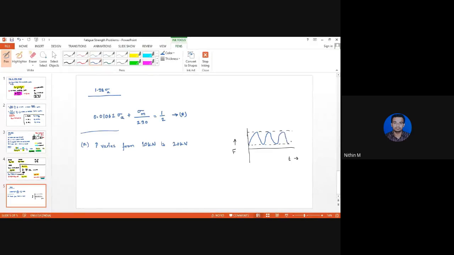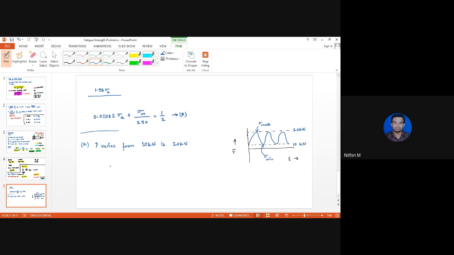Right? The graph would look something like this. This is 20 kilonewton. This is 10 kilonewton. And this corresponds to sigma max whenever we encounter the stress component. If I am drawing the graph in terms of load, or if I try to draw the graph of stress versus time, this corresponds to sigma max and this corresponds to sigma minimum in this case.